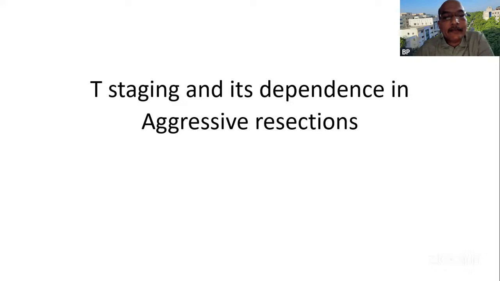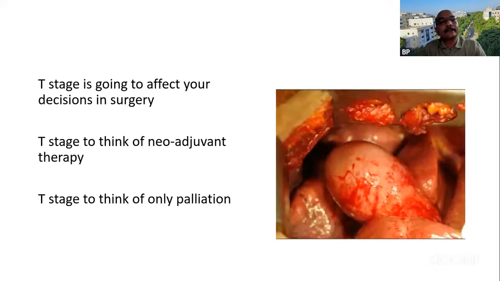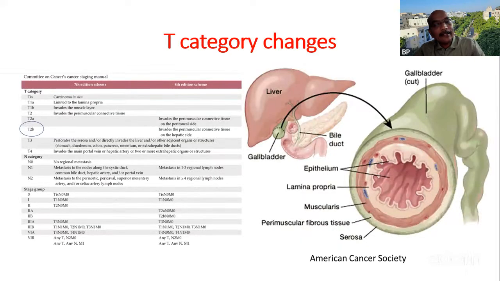So can we depend on T-staging for planning aggressive resection? This is the first question we want to answer. T-stage is definitely going to affect your decision on surgery, it also affects the decision on neoadjuvant therapy, and it also affects the idea or decision of palliation. But what really happens in the AJCC staging system is why we are not able to perform a very standardized aggressive surgery, because the categories keep on changing.